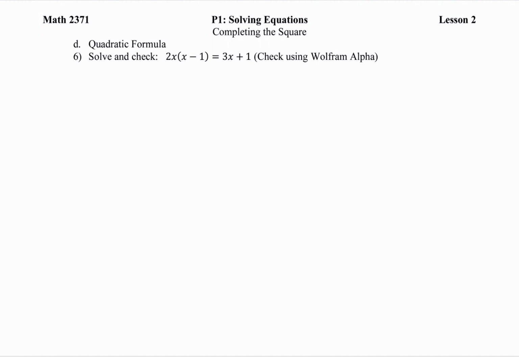Again, it's a quadratic, so you need to set it equal to 0. All right, so let's go. So we're going to have 2x squared minus 2x, pardon me, equals 3x plus 1. Pull these to this side. So 2x squared minus 5x minus 1 equals 0.